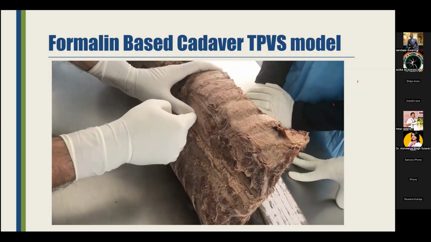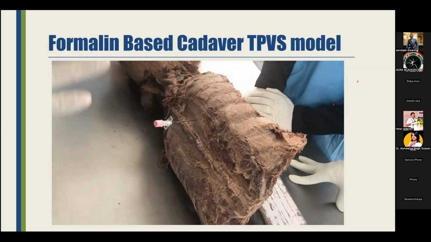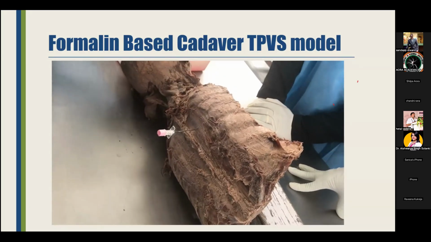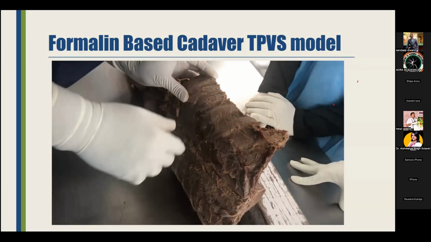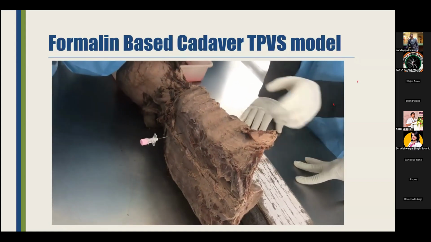Then you attach the syringe and inject the colored dye. Once that is done, you see how it tracks in the paravertebral space. So this is how we used to do it in the past.